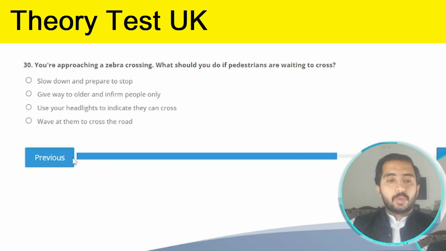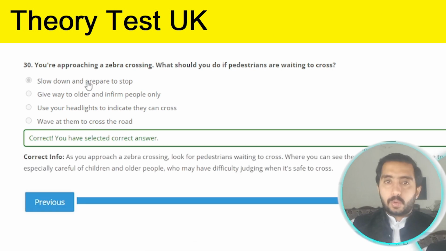Next one. Question 30. You are approaching a zebra crossing. What should you do if pedestrians are waiting to cross? The correct option is slow down and prepare to stop. Option A is the correct option.